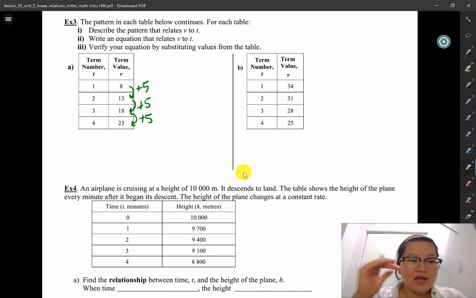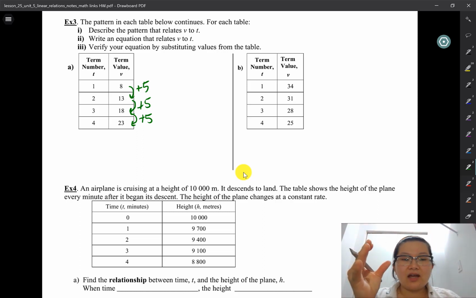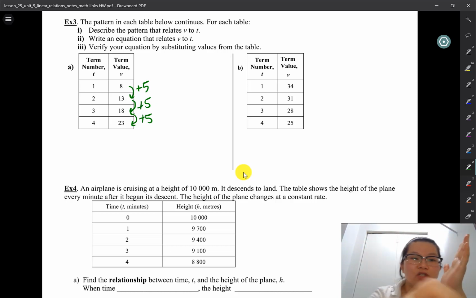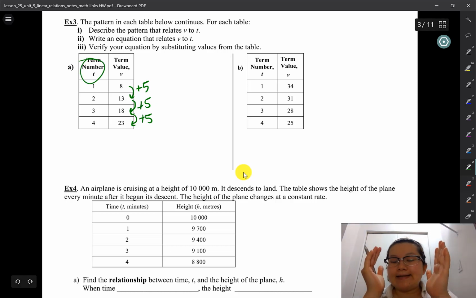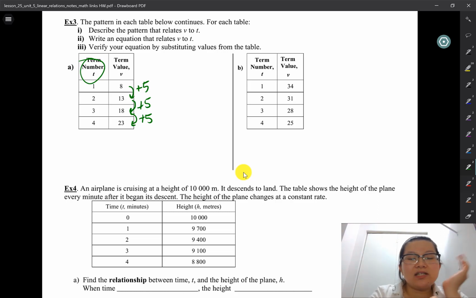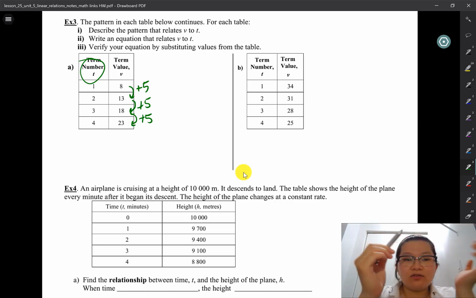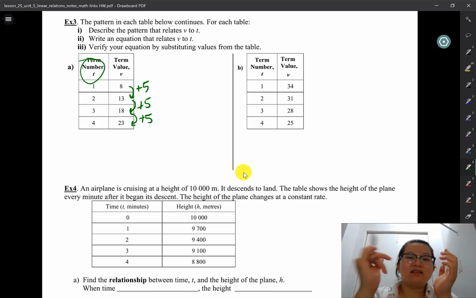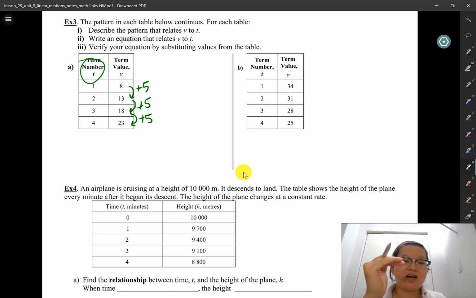Okay, so if I take 5 and the term t, which is my starting term, it's as if I need to take 1 times 5, 2 times 5, 3 times 5, 4 times 5, to multiply the number of times that I need to add 5 to get my final answer. Because the second term, I have to add 5. Third time, I have to add another 5, and so forth.